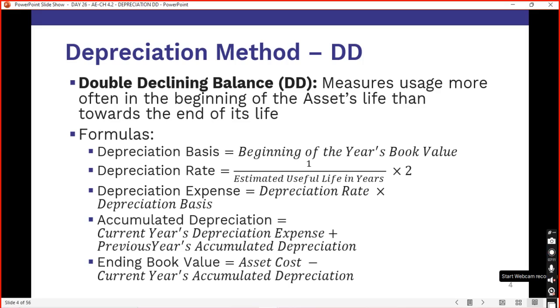Okay? So remember, the reason why we would use double declining is that you have a tendency to use the fixed asset twice as much in the very beginning, or you would use it more frequently often in the beginning of its life. And as it goes on in age, right, you slowly would use it, right?